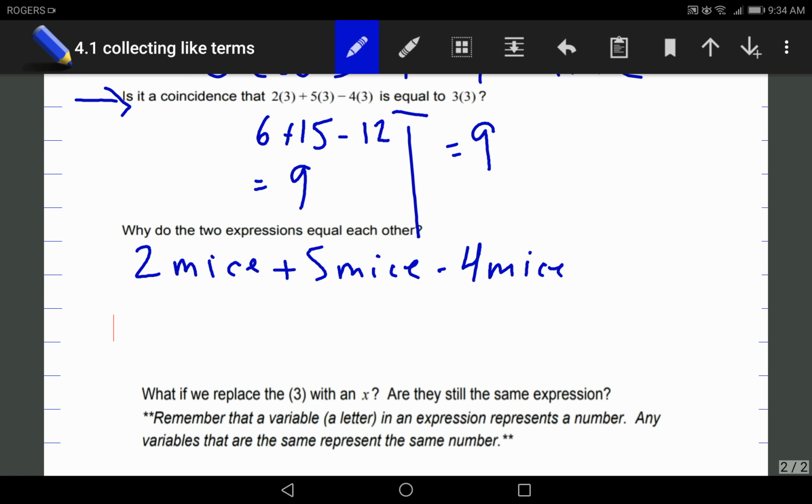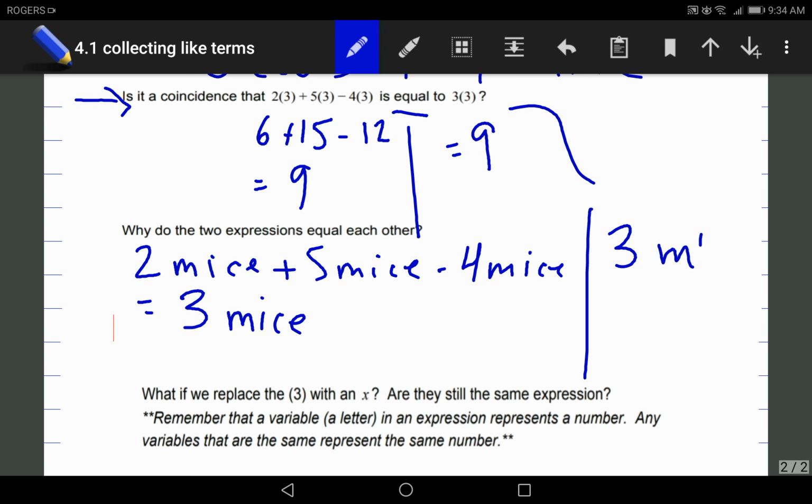So how many total mice would I have? I'd have 2 mice plus 5 mice is 7 mice. Minus 4 mice, I would have 3 mice. Just like here, I would also have 3 mice. If I let 3 be represented by the word mice, I would also have 3 mice there.